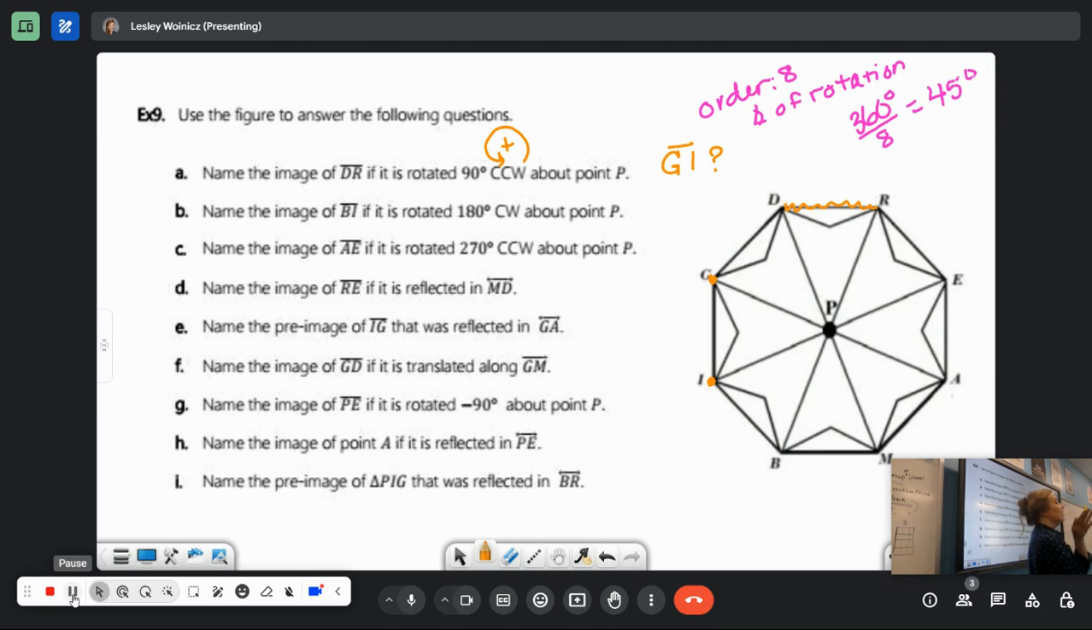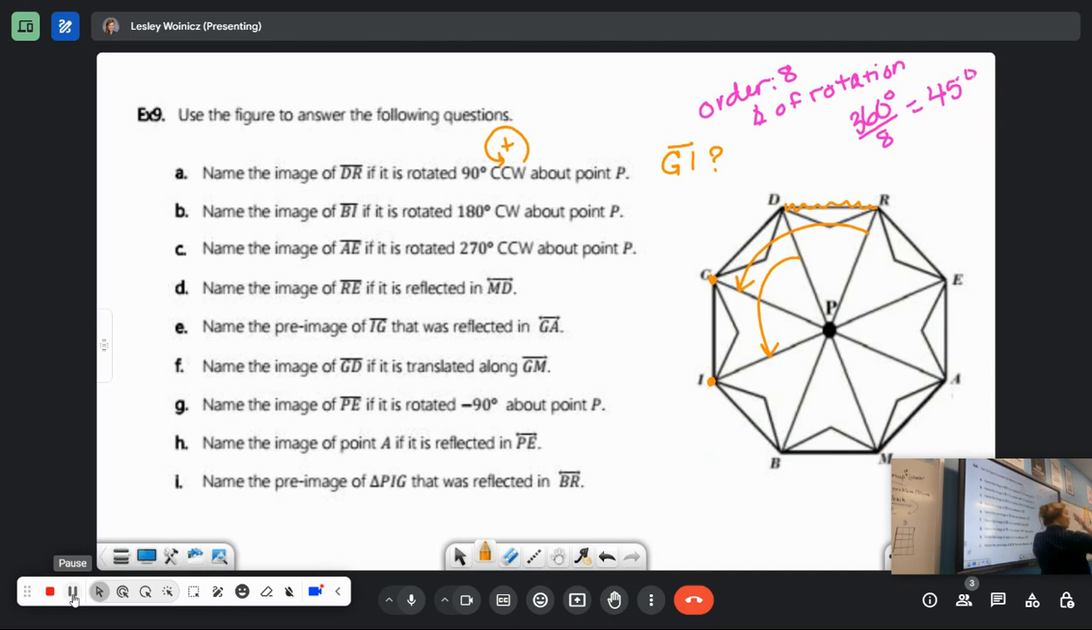I had an early confident no. So are GI and IG the same segment? Okay, so we could write it that way. It's the same segment. However, we said that D should land on I and R should land on G. So can I write it in this order?